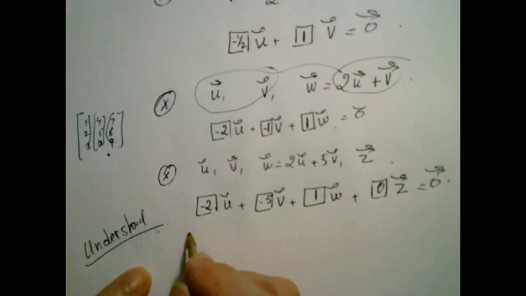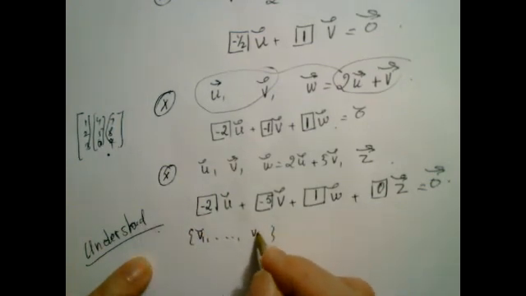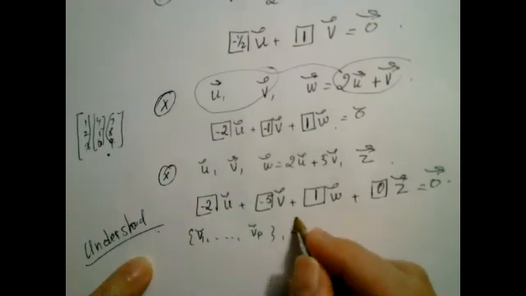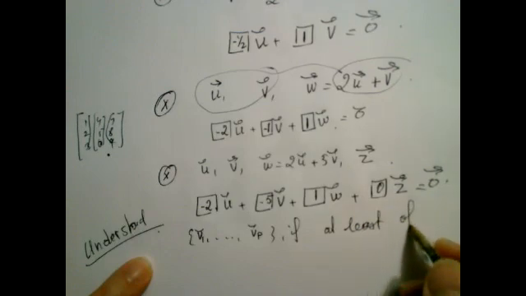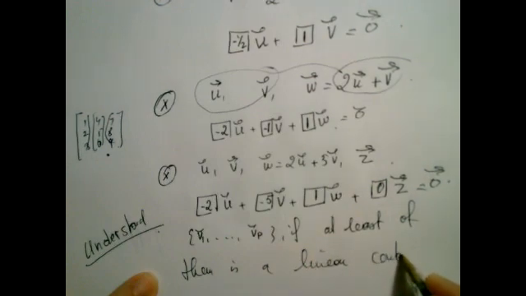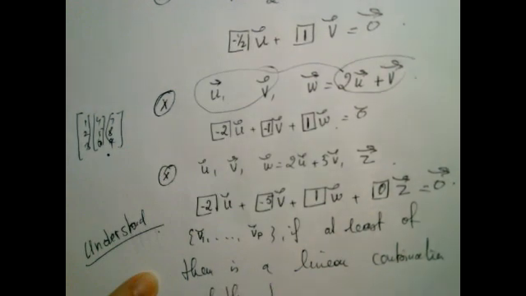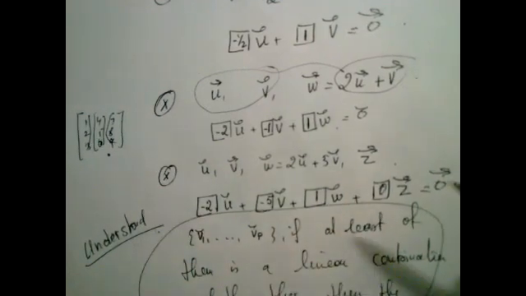It means that if you have a bunch of vectors, if at least one of them is a linear combination of the others, then they are immediately linearly dependent. Does this make sense now? That's the picture.